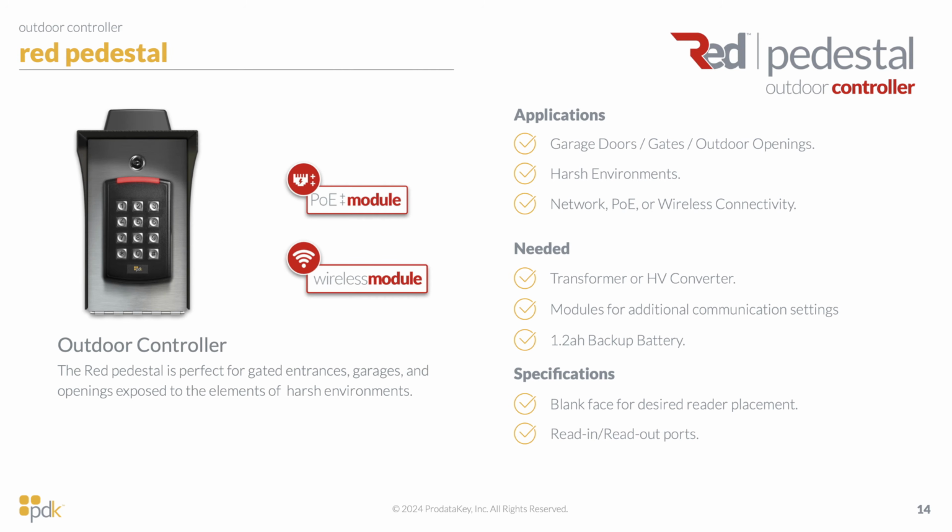And once again, a smaller enclosure. It's a little more compact. So this is going to have the 1.2 amp hour backup battery. But again, it can be Ethernet or wireless or expanded into PoE capabilities with that PoE module.